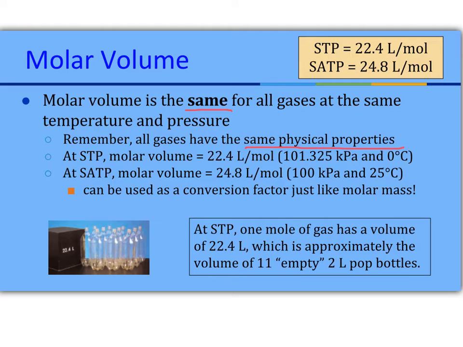We have 2 molar volumes that we need to memorize, and that's the molar volume at STP and the molar volume at SATP. At STP, we will have 22.4 liters in every mole. And a reminder that STP is going to be 101.325 kPa and 0 degrees Celsius. At SATP, your molar volume will be 24.8 liters per mole. And a reminder that SATP conditions are 100 kPa and 25 degrees Celsius. We can use these values, these molar volumes, as conversion factors, just the same as we use molar mass as a conversion factor. If you look at this diagram down here, this is the volume of 1 mole of gas at STP, which would be about 11 empty 2-liter pop bottles.